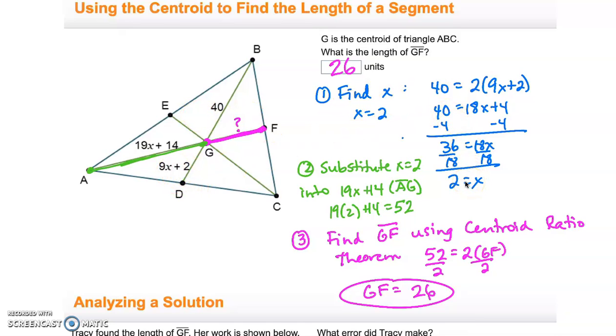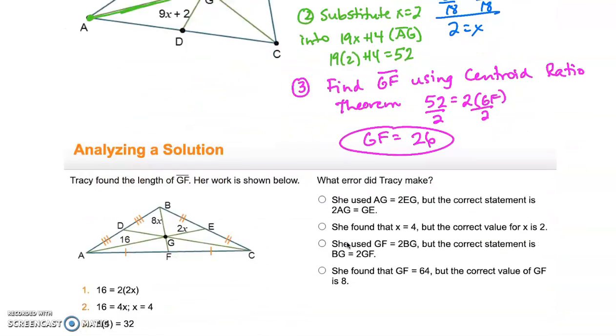Then I'm going to take x equals 2 and substitute it into this one because that's the one on the median that GF is on. So if I substitute 2 in here, I get 19 times 2 plus 14, which is equal to 52. So AG is equal to 52. Now to find GF, I use the centroid ratio theorem: 52 is equal to twice GF. Divide by 2, so GF is 26.